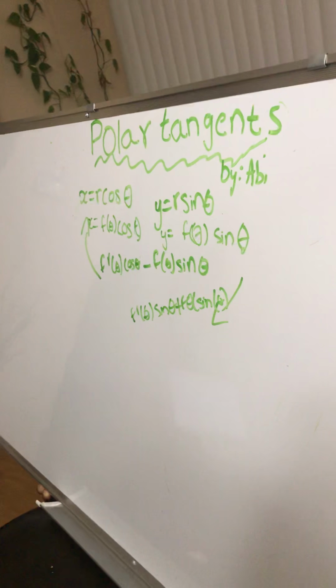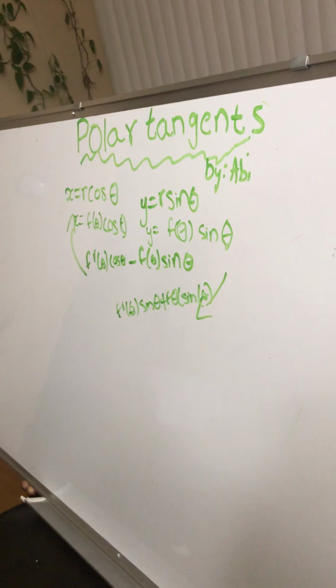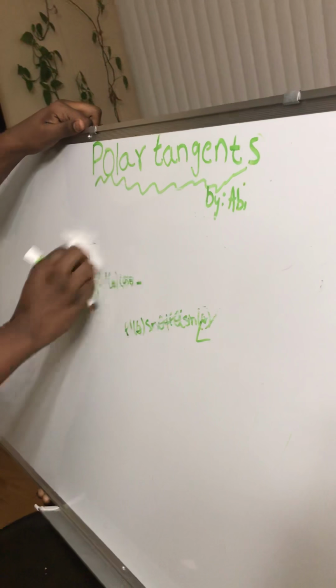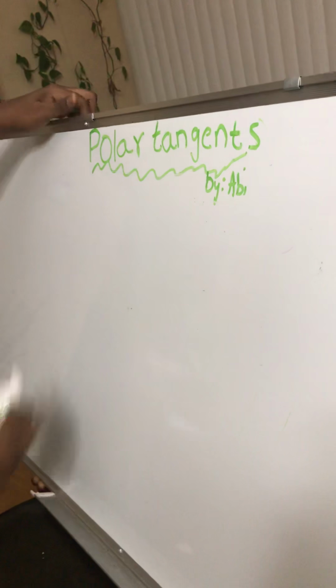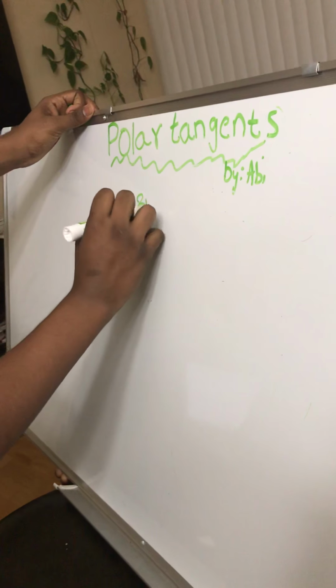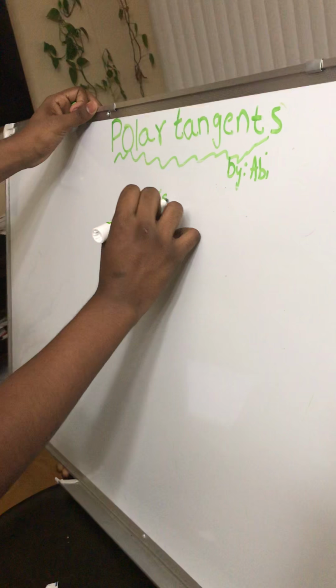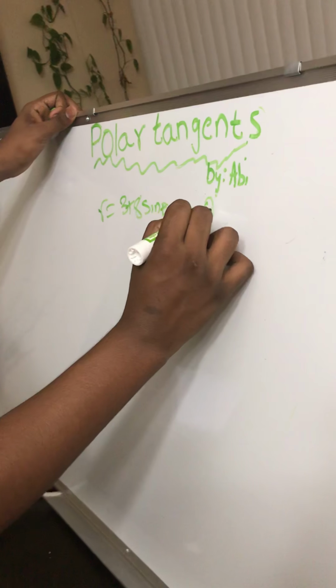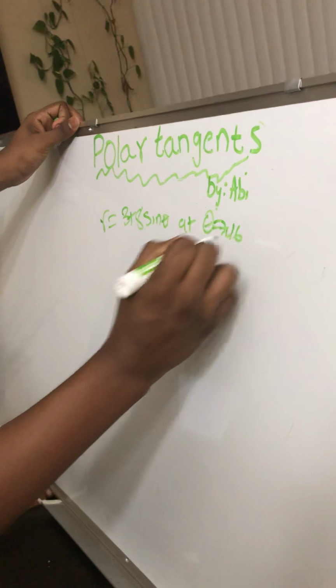Now we're going to move on to a practice problem. Quickly erase this. This might overwhelm some of you beginners. 3 plus 8 sine theta at theta equal to 5 pi by 6.